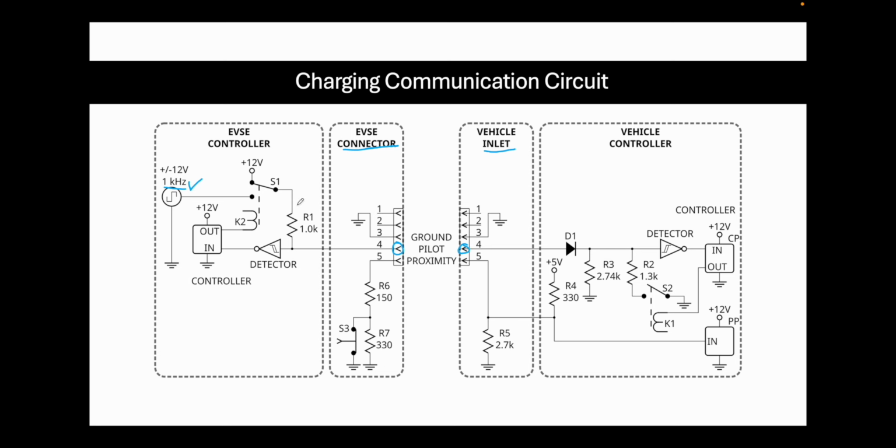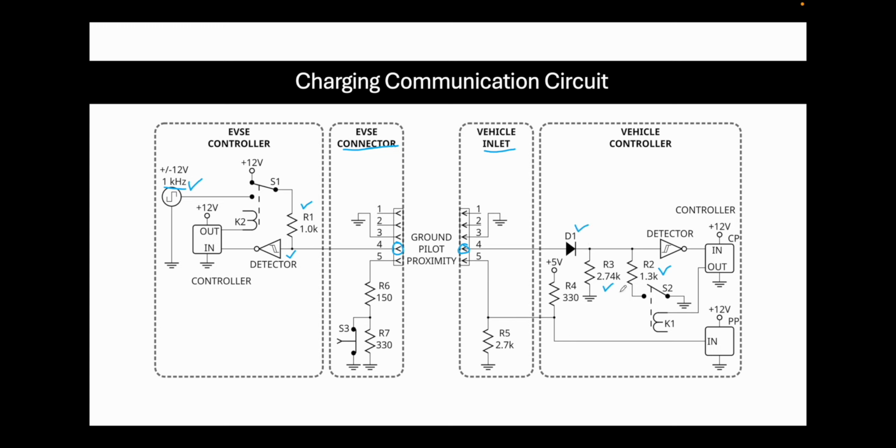In this case, we have a 1K resistor on the EVSE side. We do have voltage detectors. Basically, this helps in the measurement of the voltage, which we will be implementing in a different way in the MATLAB environment. Along with that, we do have two more resistors: the 2.74K resistor, that is R3, and the 1.3K resistor, that is R2. We also have a diode connected just to prevent the backflow of current.